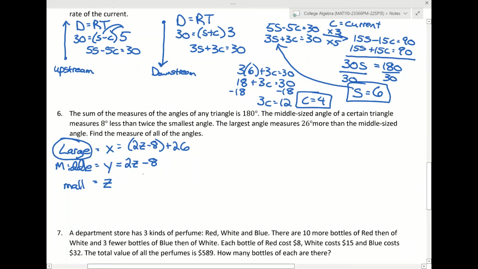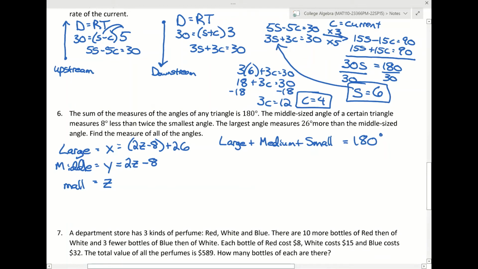If we do what George suggested, that's totally fine and that's accurate. The problem would be you'd have too many variables. If we could try to keep everything with one variable, it'll just simplify everything. So now it looks like we have three angles. We have the large plus the medium plus the small, and those should add up to be 180 degrees.